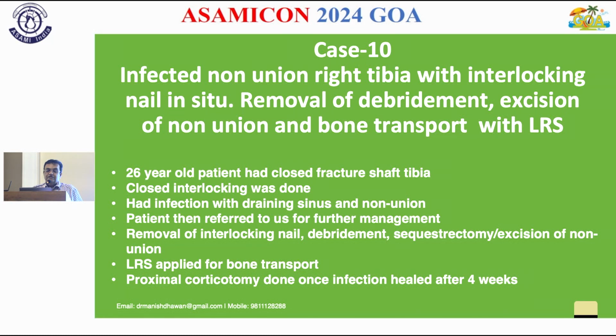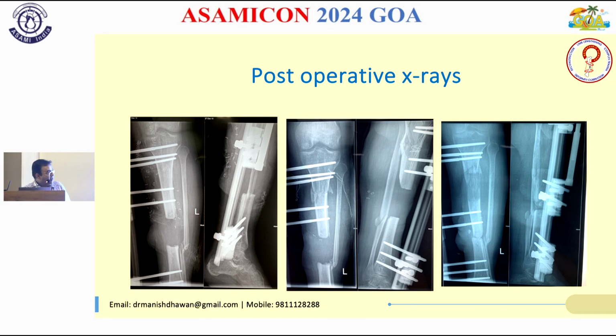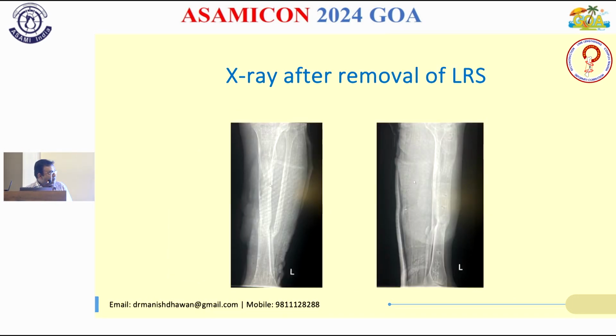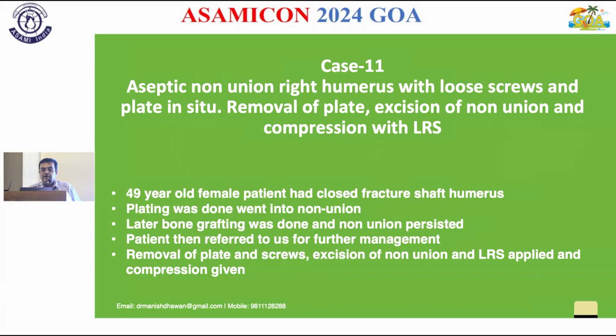So this is a 26-year-old patient, had a closed fracture shaft tibia, closed interlocking nail was done, had infection, and then we removed the interlocking nails, and cystectomy was done, and LRS was applied. So this is the situation you can see, draining wound. Removed everything, did a proximal corticotomy after infection settled, transported the fragment. See his knee movements. This is the union. So after removal of LRS, the video is not working.